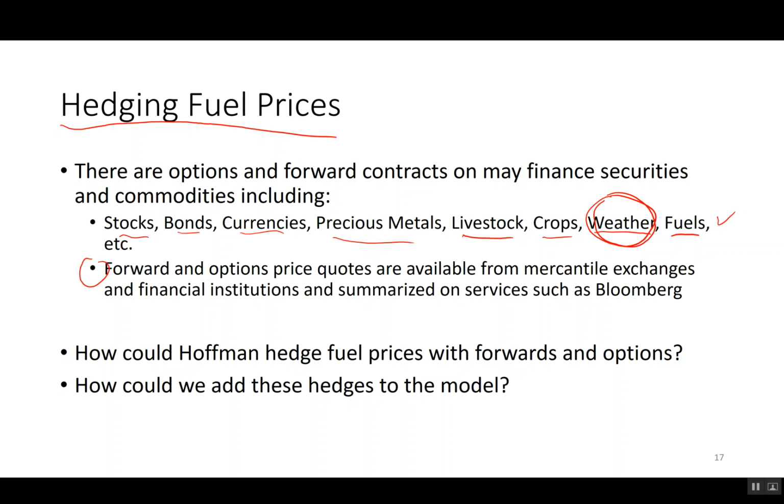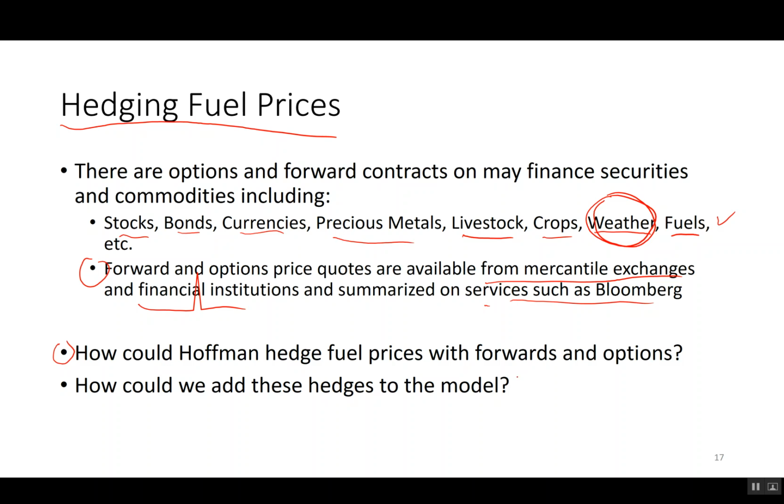All right, now forward and option contracts, quotes, if you're looking for them, you just go to a mercantile exchange like the Chicago Mercantile Exchange or the NYMEX, New York Mercantile Exchange, or the London Exchange, and other banks, or go to Bloomberg, and you can get all kinds of quotes on the price of a call option, a put option, and what the current forward price is for gold for 1 year delivery. So if Todd wanted to hedge the purchase of fuel, he could enter into a forward contract to buy his fuel. He can also enter into a call option that guarantees the price of fuel, but he can walk away, but you need to pay an option premium to do that.